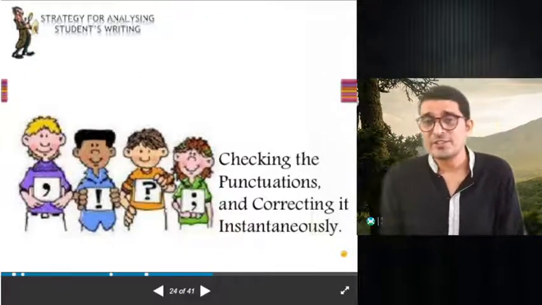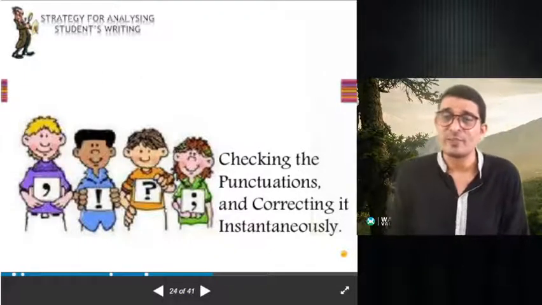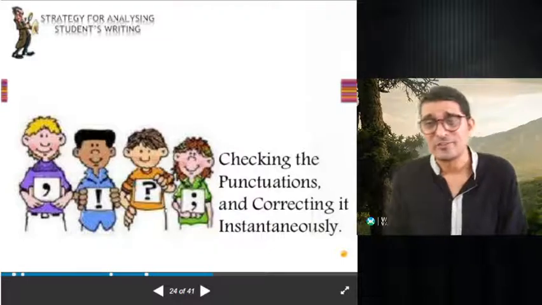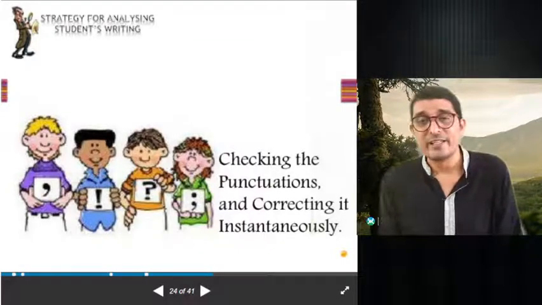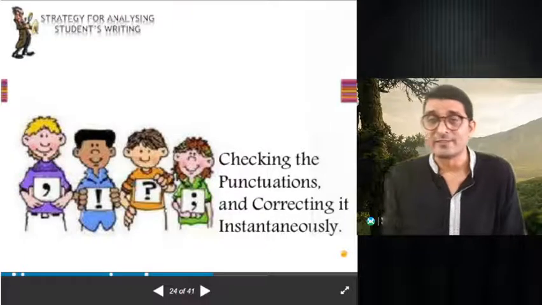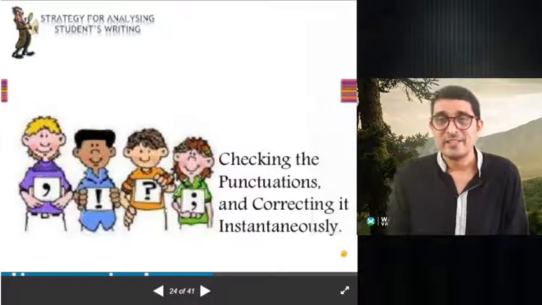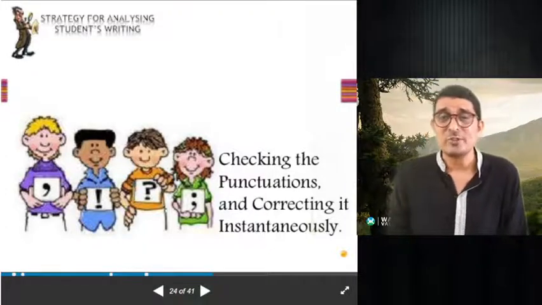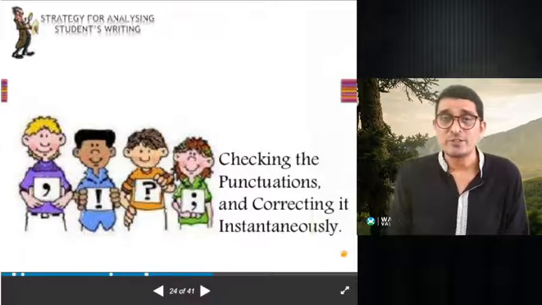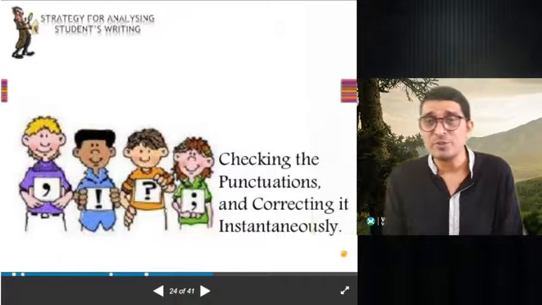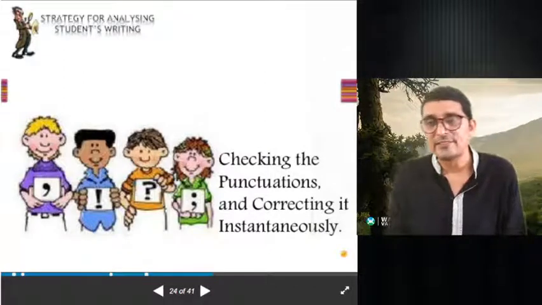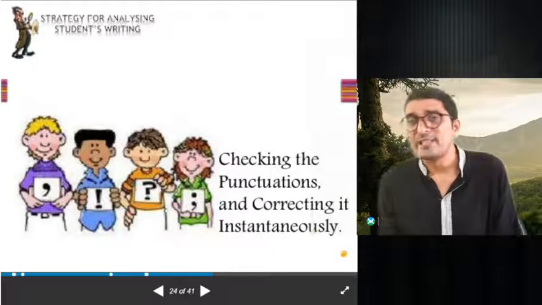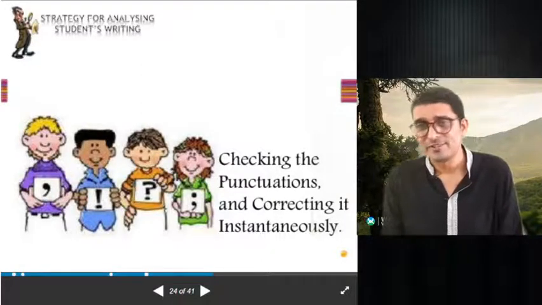Then checking the punctuation and correcting it instantaneously. You should check whether they have put the full stop at the right spot, whether they have put the commas, whether they have given colon, semicolon, quotations. And you should correct all these things instantaneously. Most of us are not able to put the correct punctuation marks even after becoming teachers, maybe because our mistakes had not been corrected by teachers.